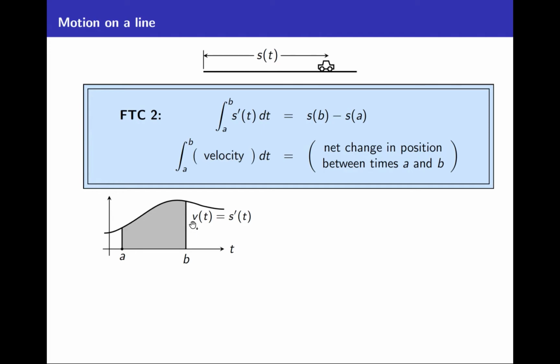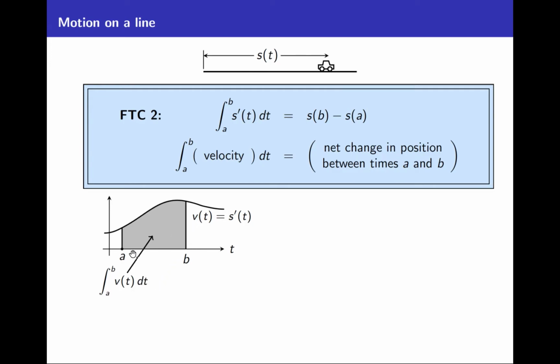Think about the graph of velocity v of t that's shown here. This is not the graph of position, it's the graph of velocity. And imagine you have two times a and b. Think about the definite integral from a to b of v of t dt.